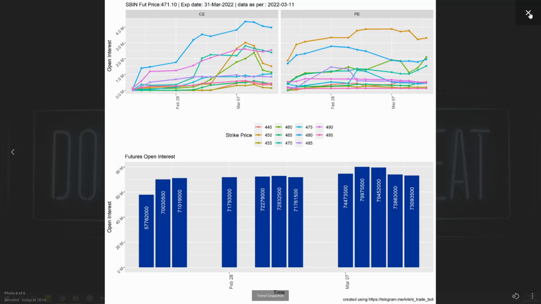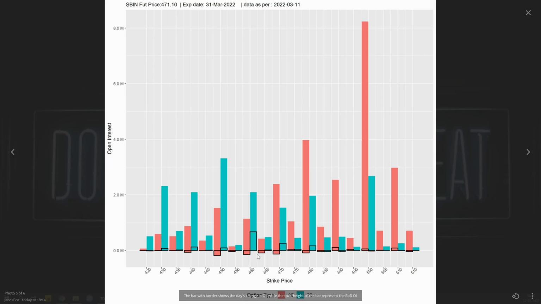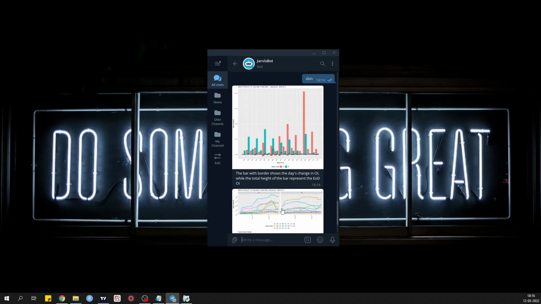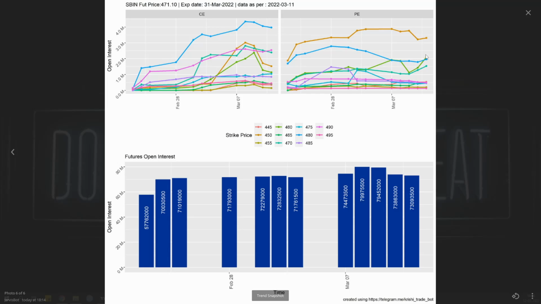So that is what we saw in the graph: at 460 there is a huge addition of put option contracts. So we can arrive at a decision that 460 is likely going to be support, which is going to prevent the stock from falling further. The highest is 450, but you can see 460 is catching up, and when it crosses 450, 460 is going to be a huge support.